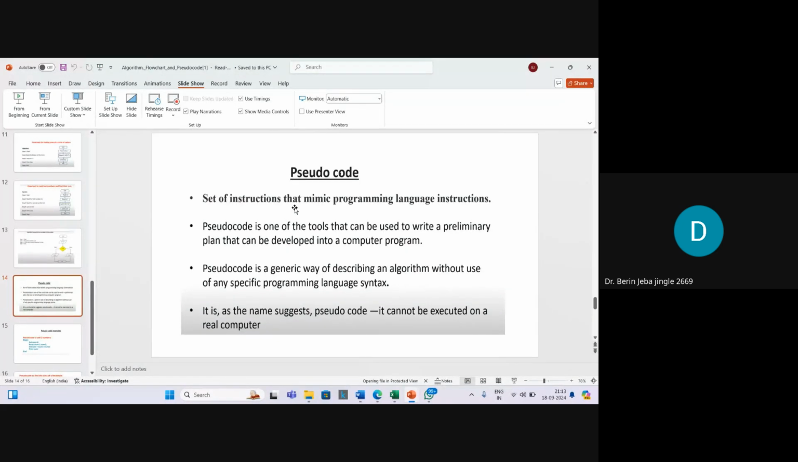Pseudocode is a generic way of describing an algorithm without use of any specific programming language. It does not use any specific syntax. Programming languages use many syntax; for each and every statement it uses syntax. Syntax means the set of rules and procedures that we have to follow for writing a programming language.